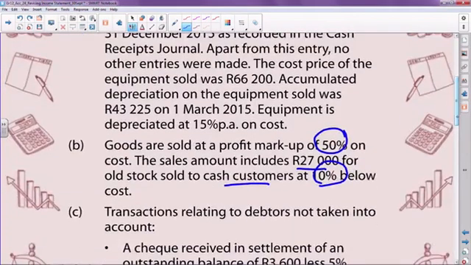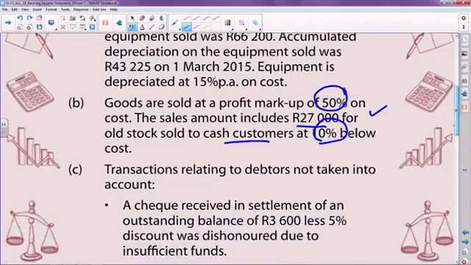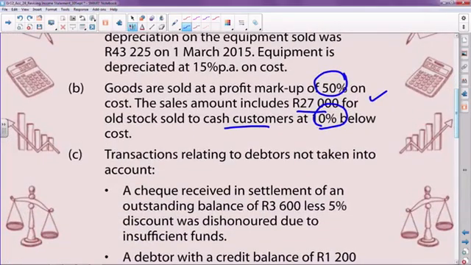So we've dealt with that one as well. We are told here that transactions relating to debtors were not taken into account. 1. A check received in settlement of an outstanding balance of 3,600, less the 5% discount, was dishonored due to insufficient funds. Important: the settlement of an outstanding balance of 3,600. The full debt was 3,600, less the 5% discount. Let's do that first.